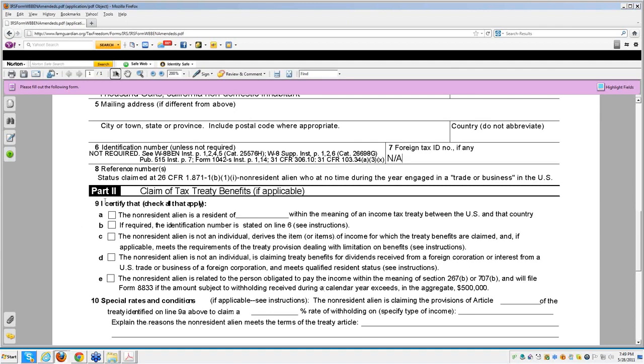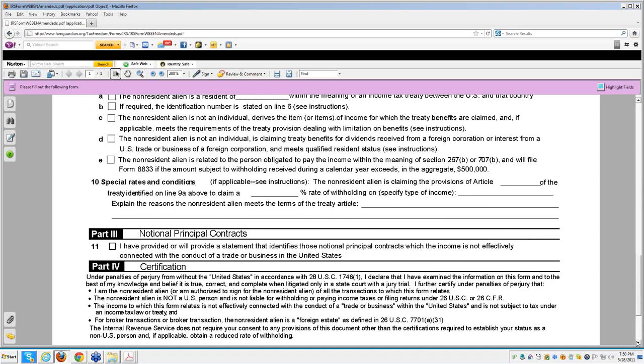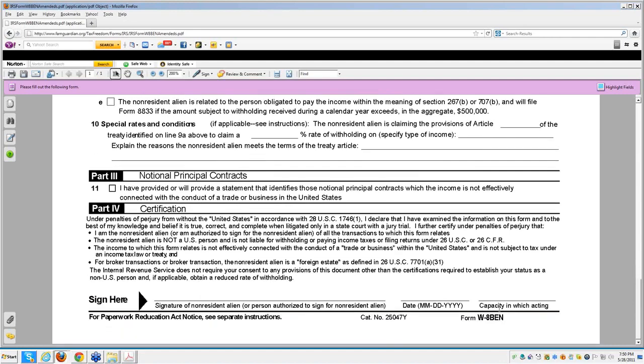These you only fill out if you're claiming tax treaty benefits. You don't want to fill that out. You're not claiming any of that. So you don't fill out 2. Three is not applicable. You don't fill this out either. Okay, certification. You just sign it, upper and lowercase. And the capacity, you put national of the United States.